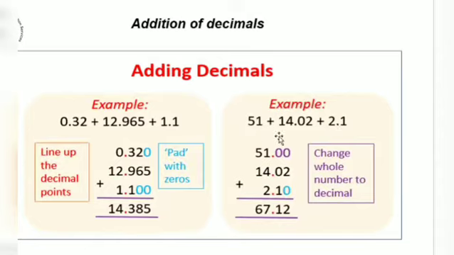51 plus 14.02 plus 2.1. So first you need to change this whole number into a decimal number. So how will you do it? Yes, you will first write the decimal point and add zeros.